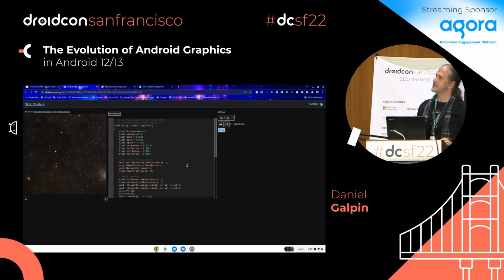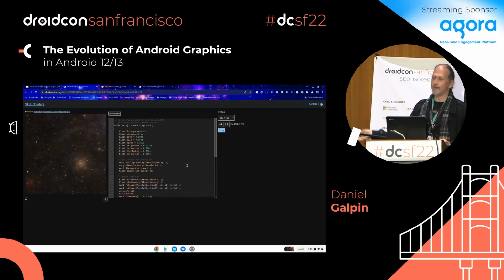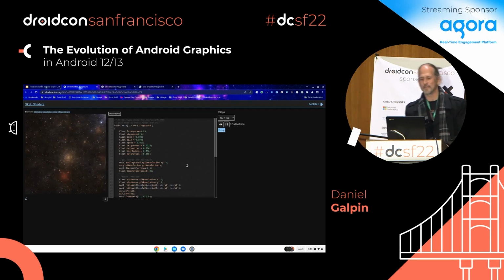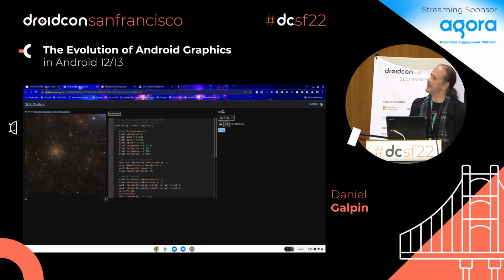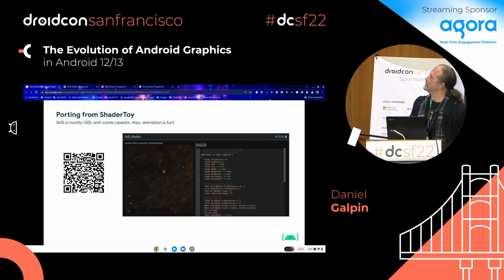So if you ever wanted to have a star field on your text in your Android app, you can actually do that by taking the shader and porting it to Android. And again, this is the one that I've ported. If you go to that QR code, once again, you can actually see the code that I ported directly.